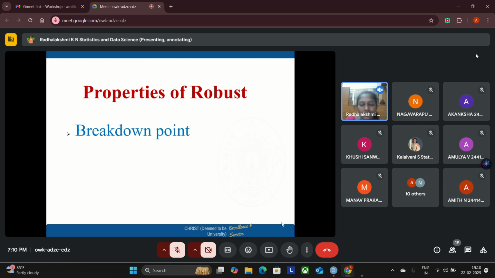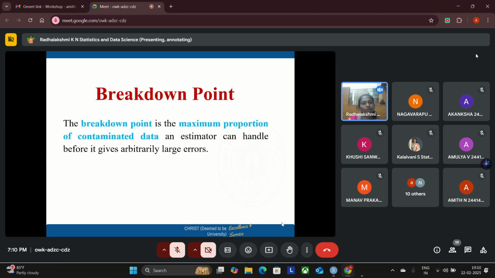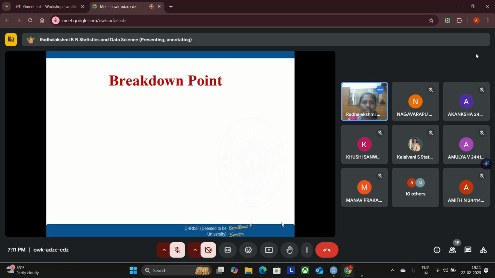In robust regression procedures or robust statistics, we have two properties: one is called the breakdown point and the other is called the influence function. First, what do we mean by breakdown point? The breakdown point is the maximum proportion of contaminated data an estimator can handle before it gives arbitrarily large values. It means how much the estimator can handle before it goes to arbitrary errors. We will see one example, then you can understand it better.